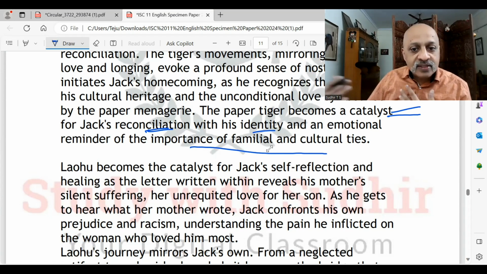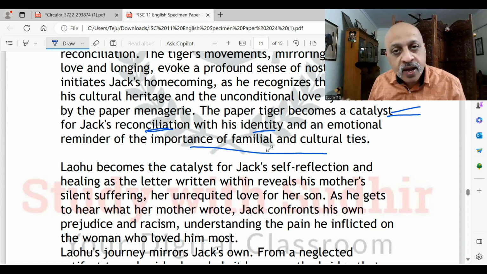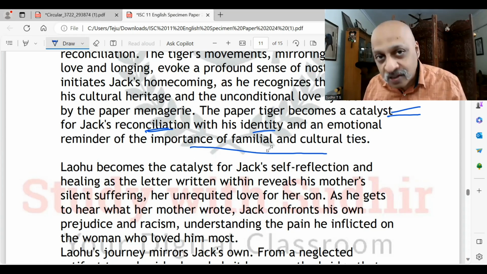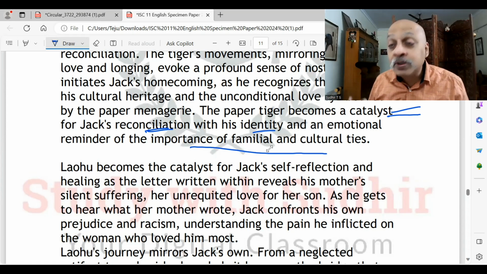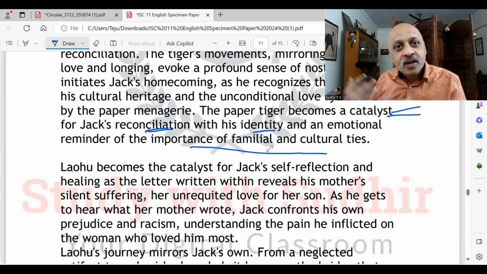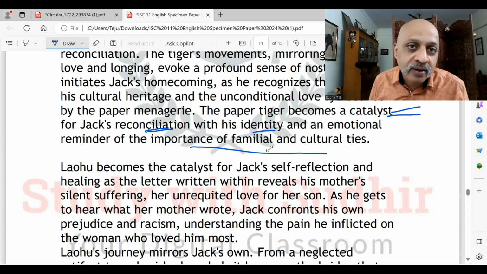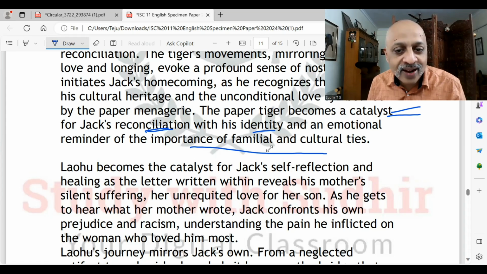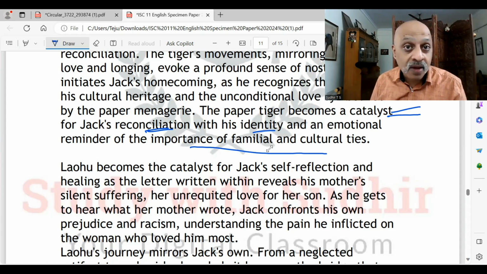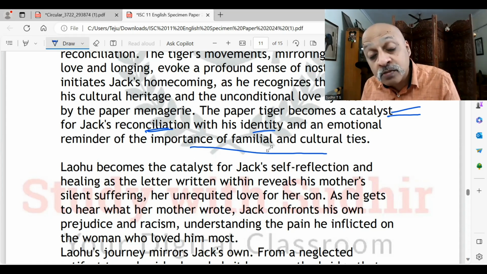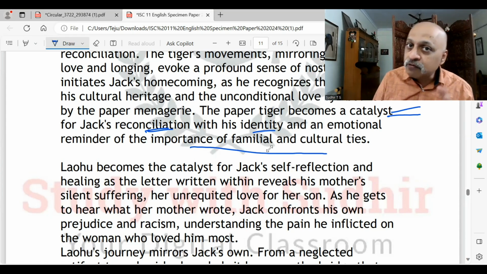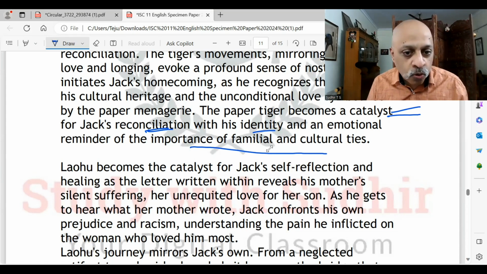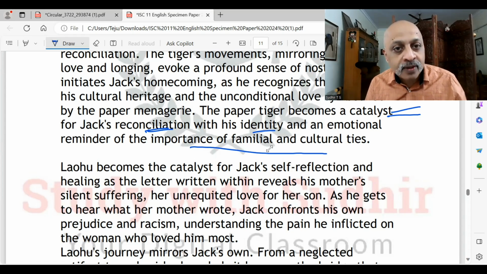Because as he reads the letter written by his late mother, it shows how much she suffered, her silent suffering, and how much she loved. Unrequited means it was not reciprocated by her son. Poor thing. As he gets to hear what his mother wrote, Jack confronts his own prejudice and racism, because he thinks himself as more American than Chinese, and therefore he's prejudiced against his own mother. He understands the pain that he inflicted on the woman who loved him the most.